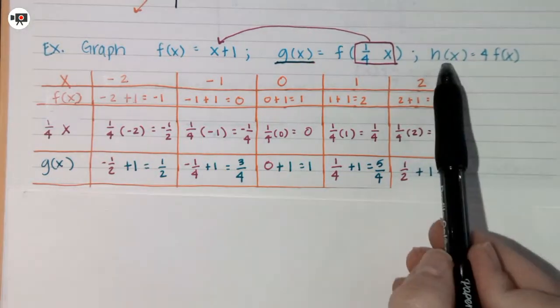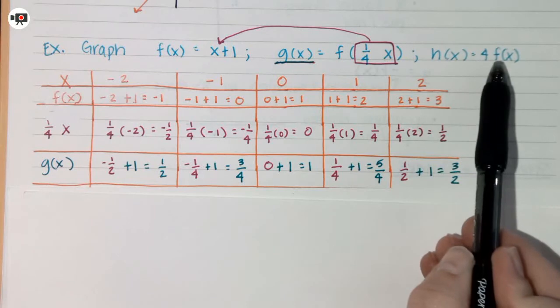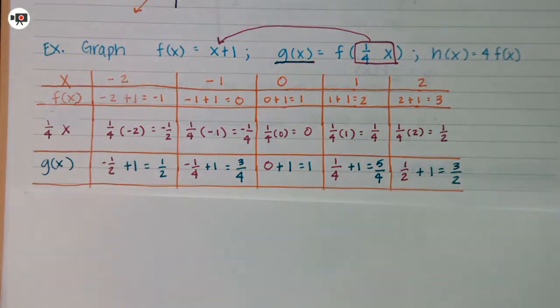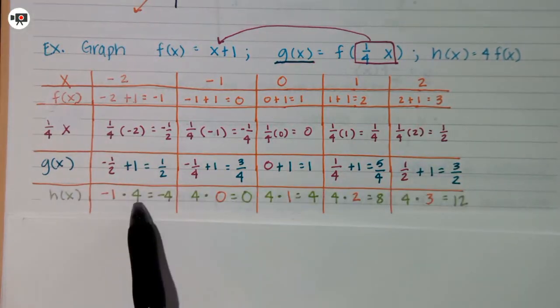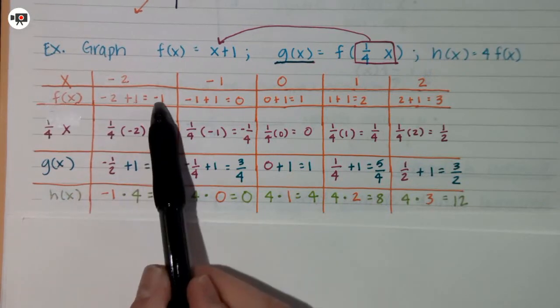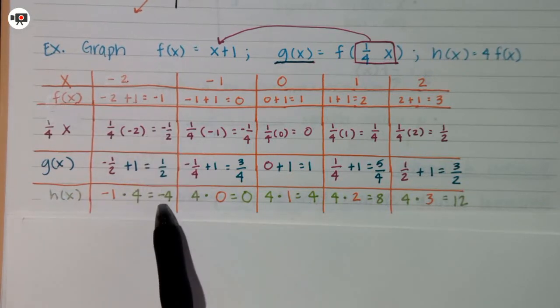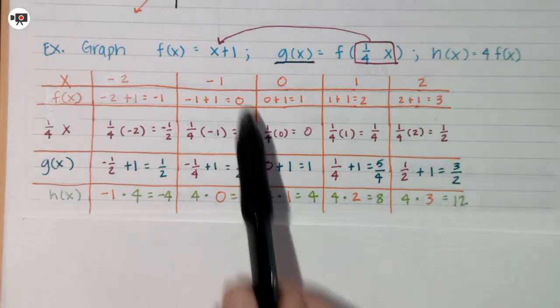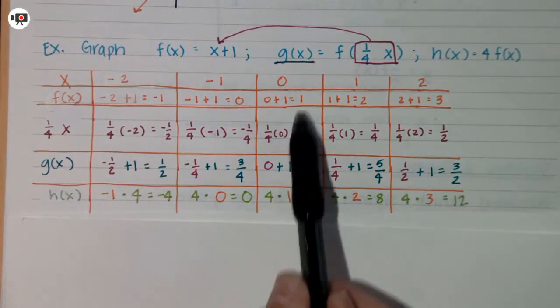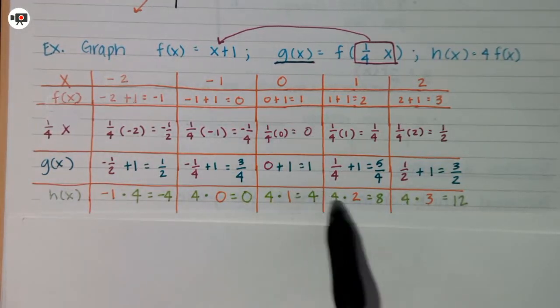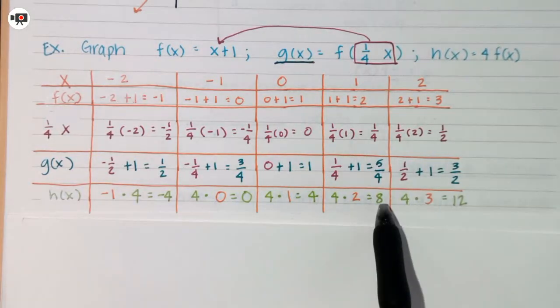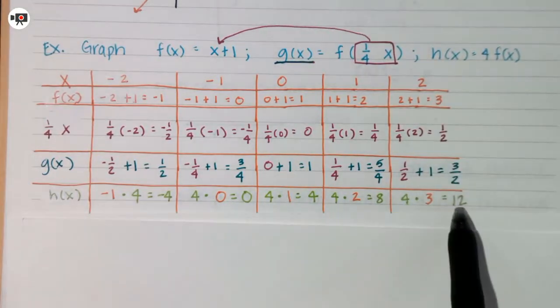Then for h of x, I have 4 times f of x. So I have 4 times f of x, which is -4. 4 times 0 is 0. 4 times 1 is 4. 4 times 2 is 8. And 4 times 3 is 12.